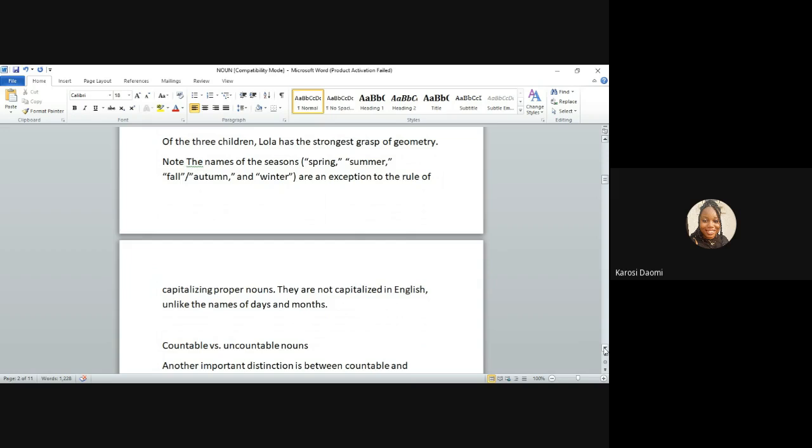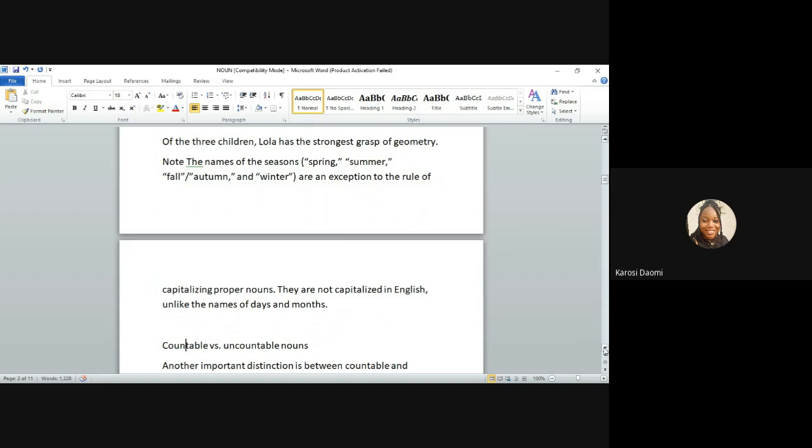For days, when you're talking about Monday, Tuesday, Wednesday, Thursday, Friday, Saturday, irrespective of where the days of the week appear in sentences, they must be capitalized. Same thing for the months of the year. They must be capitalized as well.